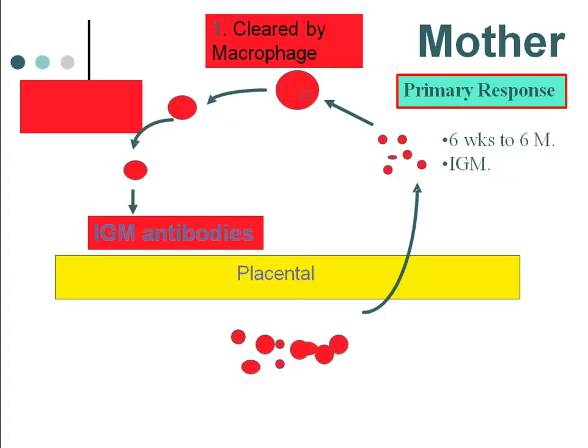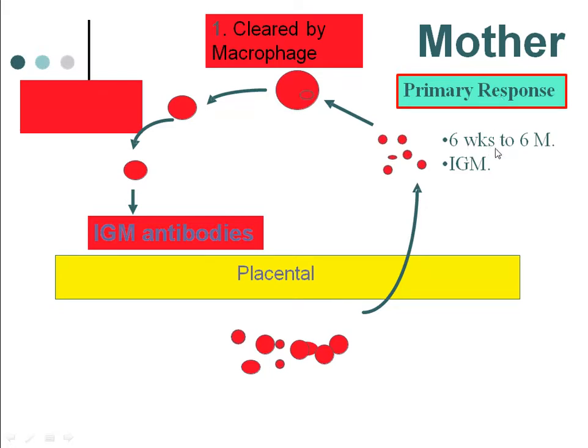So this is a diagrammatic representation of what I was telling you. You can see this side is the fetus and this side is the mother. Both are separated by this placenta. Okay. So these RBCs from the fetus, which are Rh positive, because of feto-maternal hemorrhage, go into the mother's side. So what is the primary response?